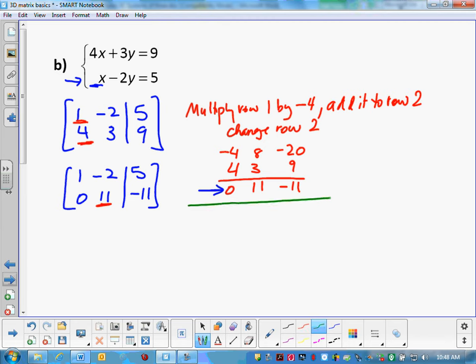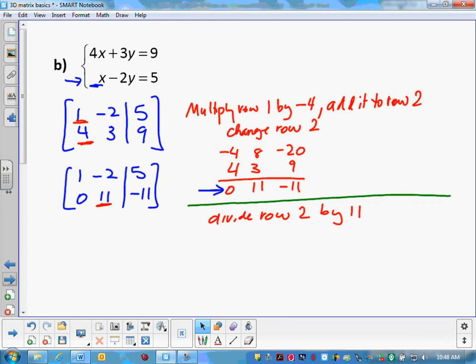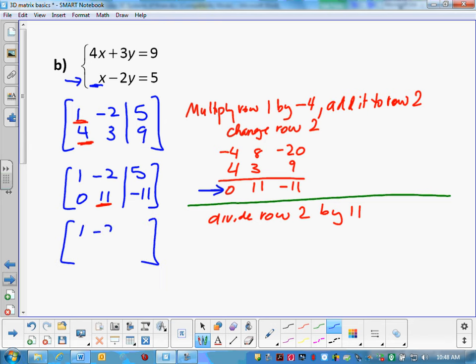We're going to just divide that row. So we're going to divide row 2 by 11. And then replace it. So that's going to give us 1, negative 2, 5, 0 divided by 11 is 0, 11 divided by 11 is 1, and negative 11 divided by 11 is negative 1.